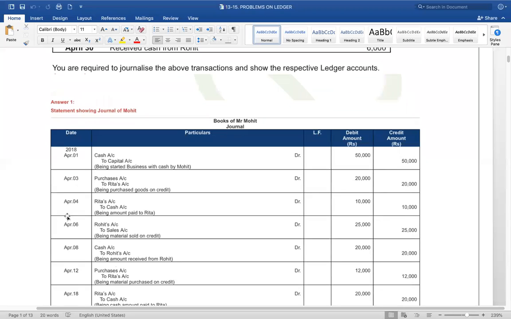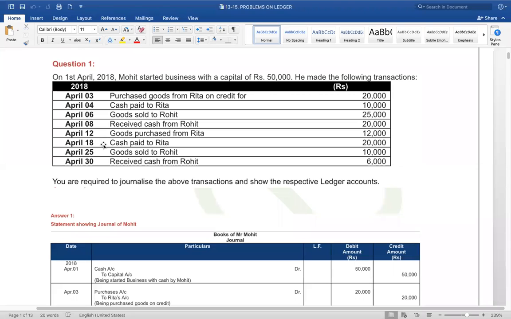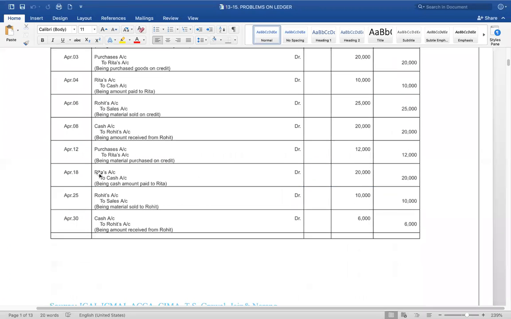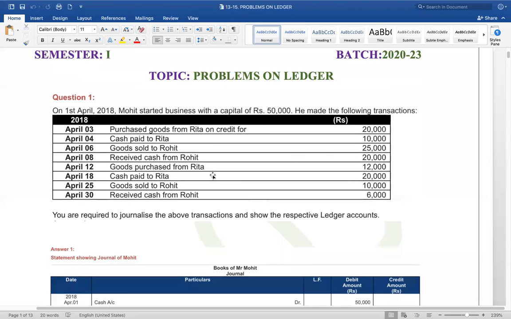That's 12th April. Now, 18th April, cash paid to Rita. When cash is paid, cash is going out, so it has to be credited. Who is taking that cash? Rita is taking that cash. So on 18th, Rita's account debit. Rita is the receiver, debit the receiver. Cash is going out, credit what goes out. The amount is 20,000 and 20,000 in the debit and credit columns respectively.